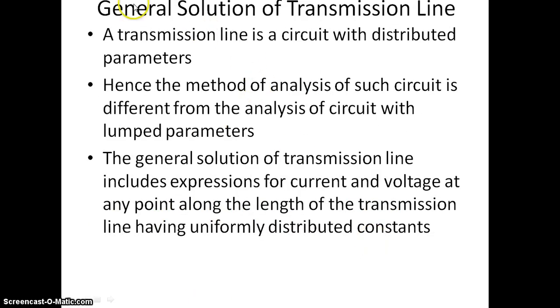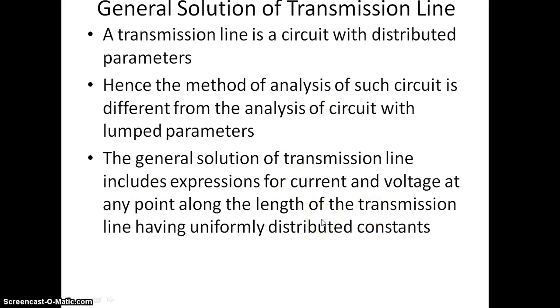Let us derive the general solution for a transmission line. As we know, a transmission line is a circuit with distributed parameters, not lumped parameters, distributed throughout the transmission line. Hence, the method of analysis of such a circuit is different from the analysis of a circuit with lumped parameters. The general solution of the transmission line includes expressions for current and voltage at any point along the length of the transmission line.